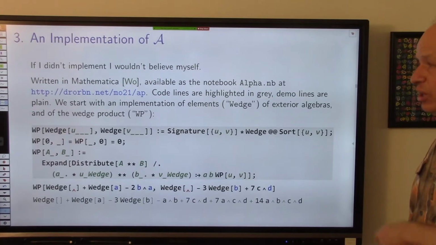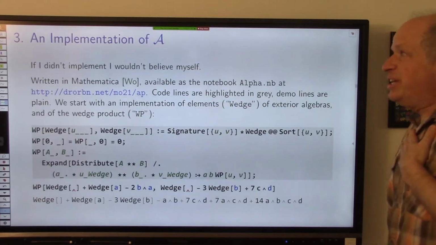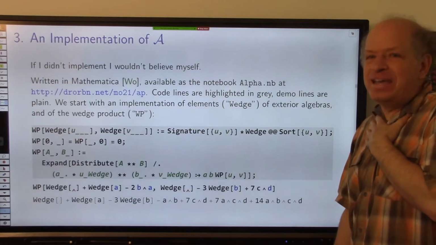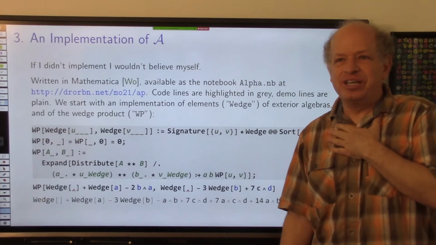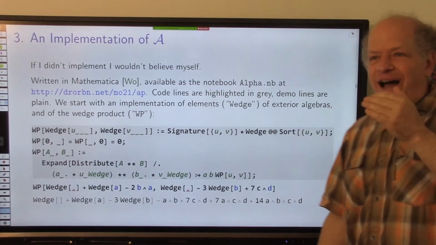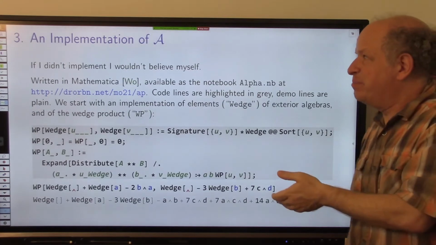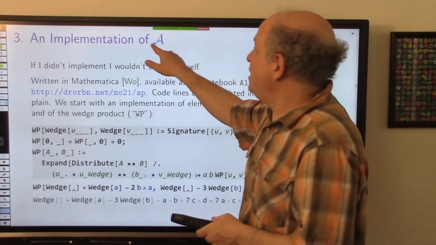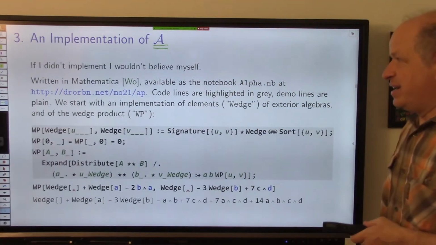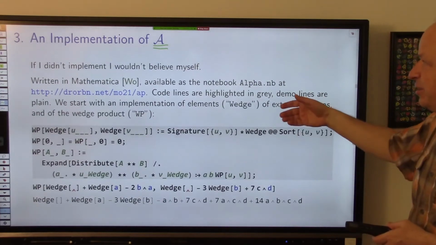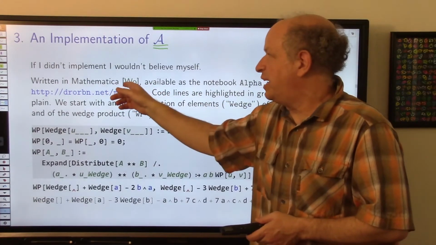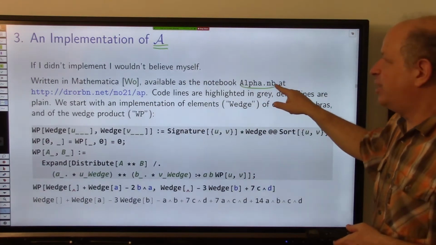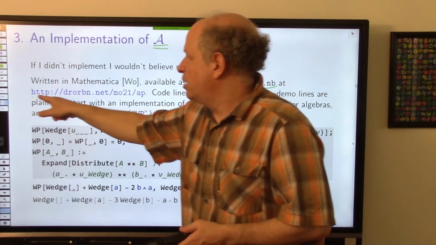Okay, I will not prove it, but I will demo it. You see, I don't believe myself. I'm so good at making mistakes, amazingly, incredibly good at making mistakes, believe me. So I don't believe myself unless I implement something and the program runs. So I want to tell you about implementing A. The implementation is written in a language called Mathematica. It's available on the web as alpha.nb at the following URL.